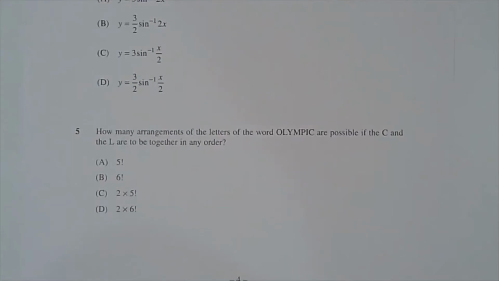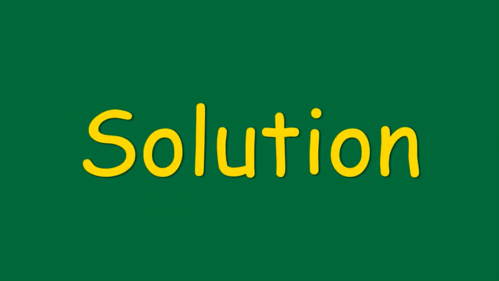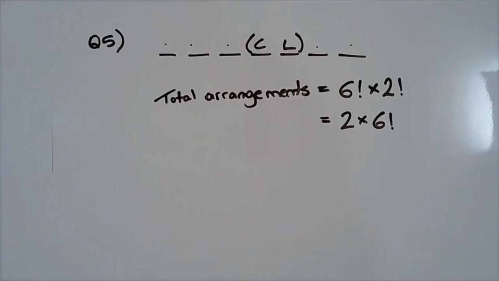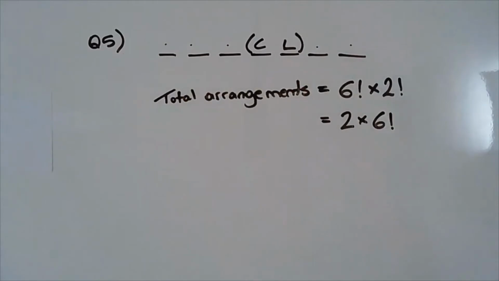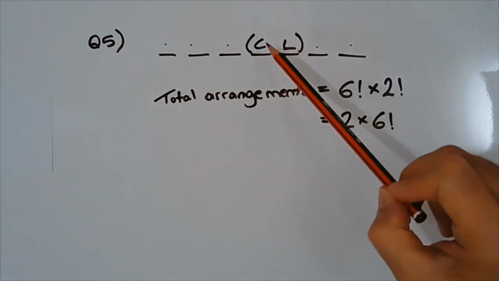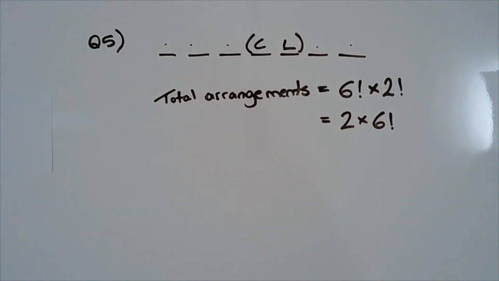Question 5. How many arrangements of the letters of the word OLYMPIC are possible if the C and the L are to be together in any order? We can use a dash diagram to help visualize the total number of arrangements. Now there are 7 dashes representing the 7 letters, and the letters C and L have to stay together. So I've written C and L and I've grouped them together using brackets.